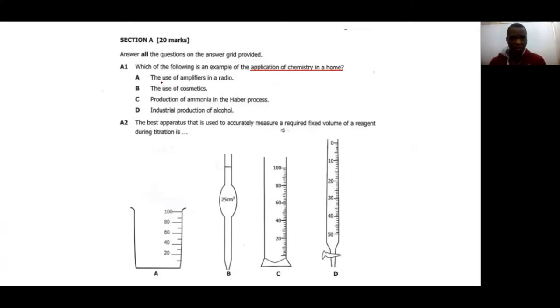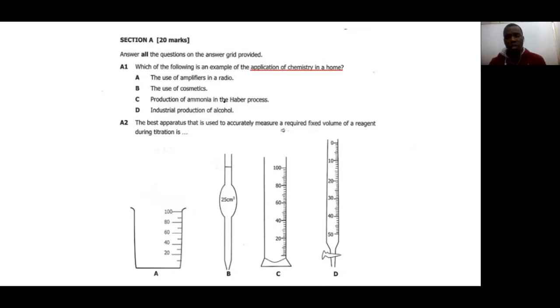A, we have the use of amplifiers in radio. B, we have the use of cosmetics. C, we have production of ammonia in the Haber process. And option D, we have industrial production of alcohol. Now, let's start from D. D cannot be the answer because even in the beginning, they have said industrial production. So this one is an industrial application.